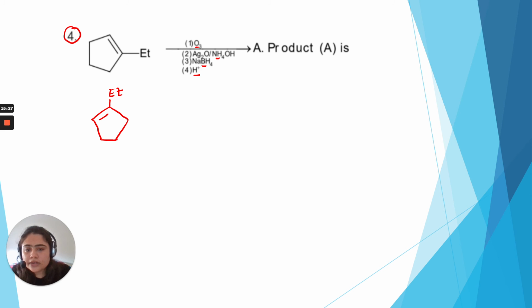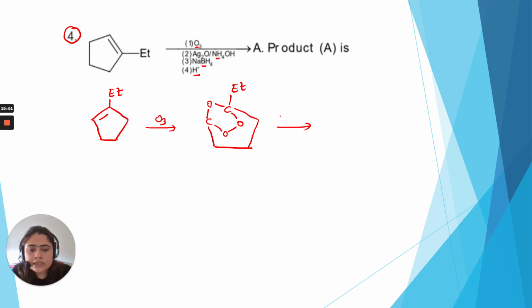Here, when we add the ozone molecule, the pi bond will break, and ozonolysis will take place. This pi bond will break and the ozone molecule will get added to the carbon atoms. Whatever the molecule is, we'll draw the molecule in the same way, no change in that. And then what will happen? Zinc hydrolysis. After zinc hydrolysis, there will be a cleavage here, there will be a cleavage here. Water molecule will be added on this oxygen atom.